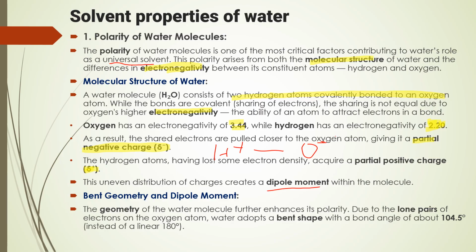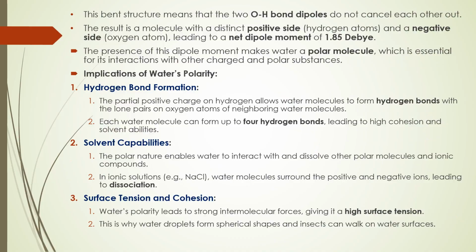Bent geometry and dipole moment. The geometry of the water molecule further enhances its polarity due to the lone pairs. Because oxygen has lone pairs, water adopts a bent shape with an angle of 104.5 degrees instead of linear. So instead of linear, it has a bent shape because it has lone pairs on oxygen.